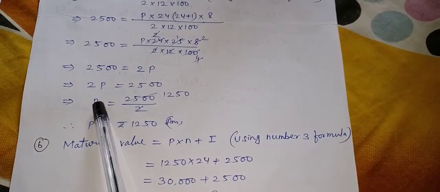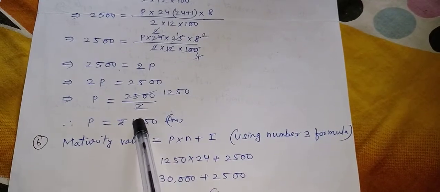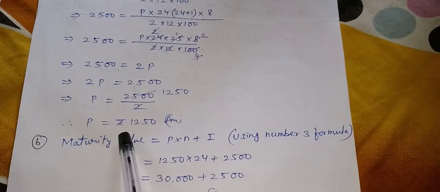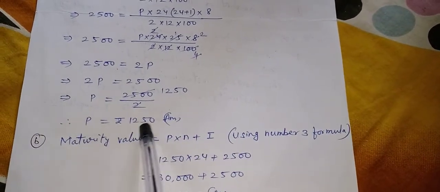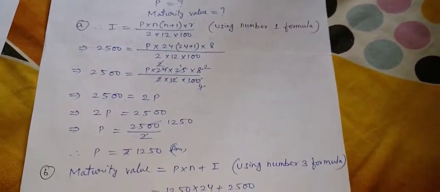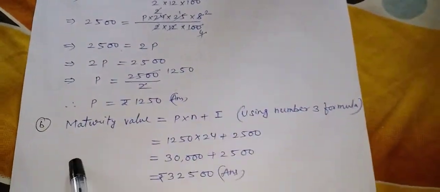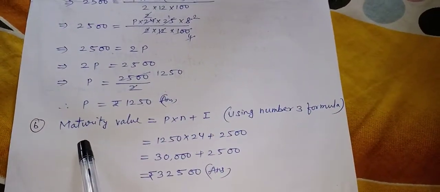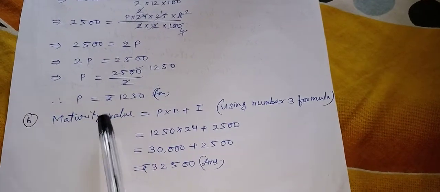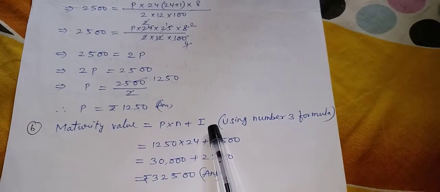So if I make P alone, then 2 will come and divide. So 2500 by 2 is 1250. You can cancel, and the value of P is rupees 1250. So my first answer, the value of P, has come. Now my second question is to find maturity value. So I have one more formula which you can check in the formula list. Matured value equal to P into n plus I.